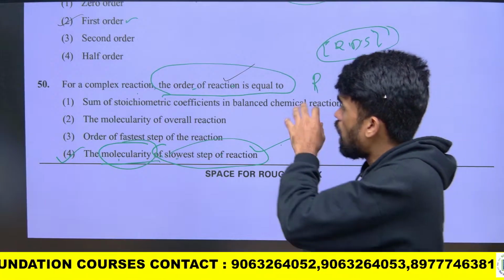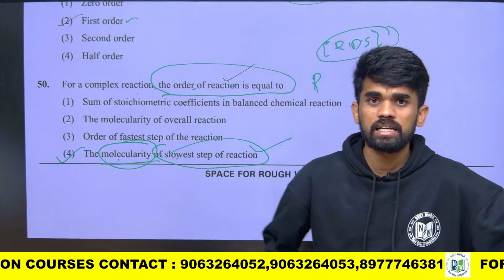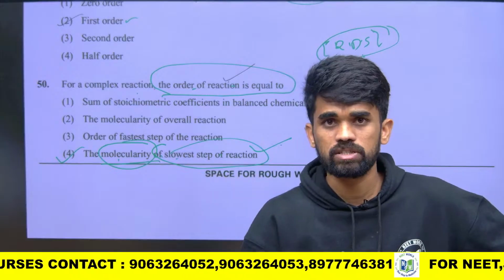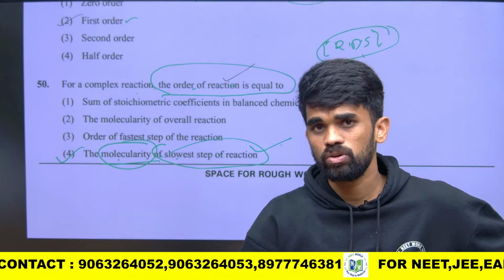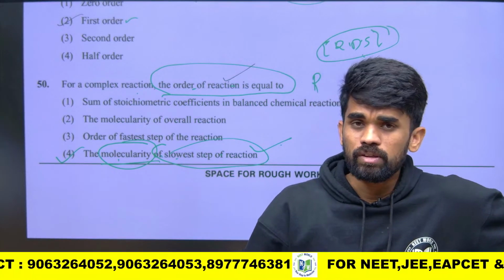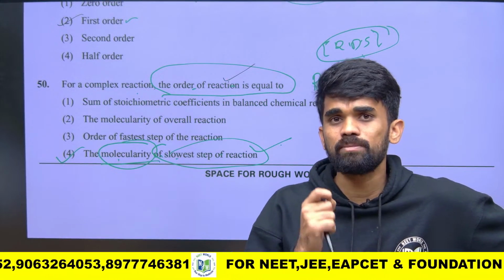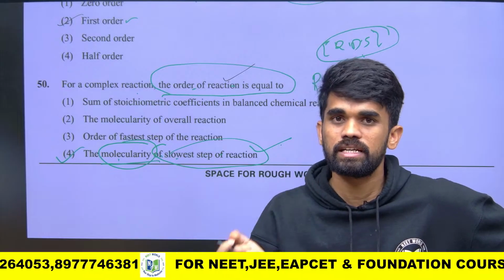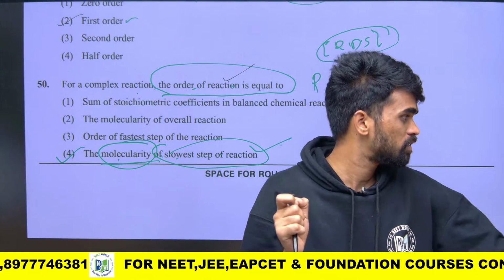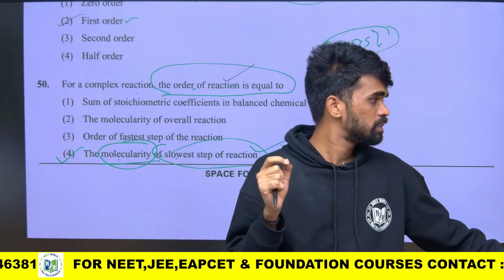Again remember, the order of an elementary reaction is directly given by the stoichiometric coefficients of that elementary reaction's reactants. Now for a reaction, generally the order of reaction is determined only by experiment, not theoretically. The order of reaction is always given by experiment, not the theoretical way.